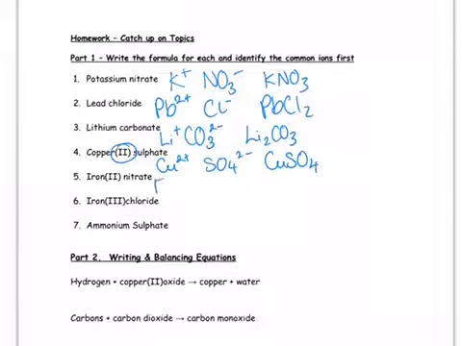Iron here is also 2+. Nitrate is only 1-, so we're going to need 2 nitrates for every 1 iron ion. Now when it's 2 of the whole molecule, you need to remember to put the brackets in.